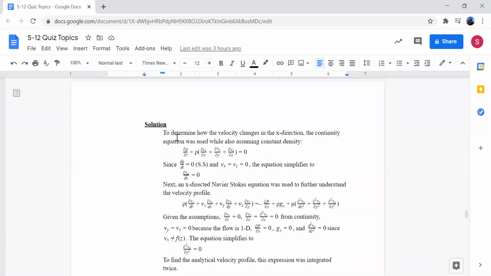So first, we need to do Navier-Stokes equations. And then this is our continuity equation, and everything in here is 0 based on these assumptions. And so we find that dVx/dx is equal to 0.